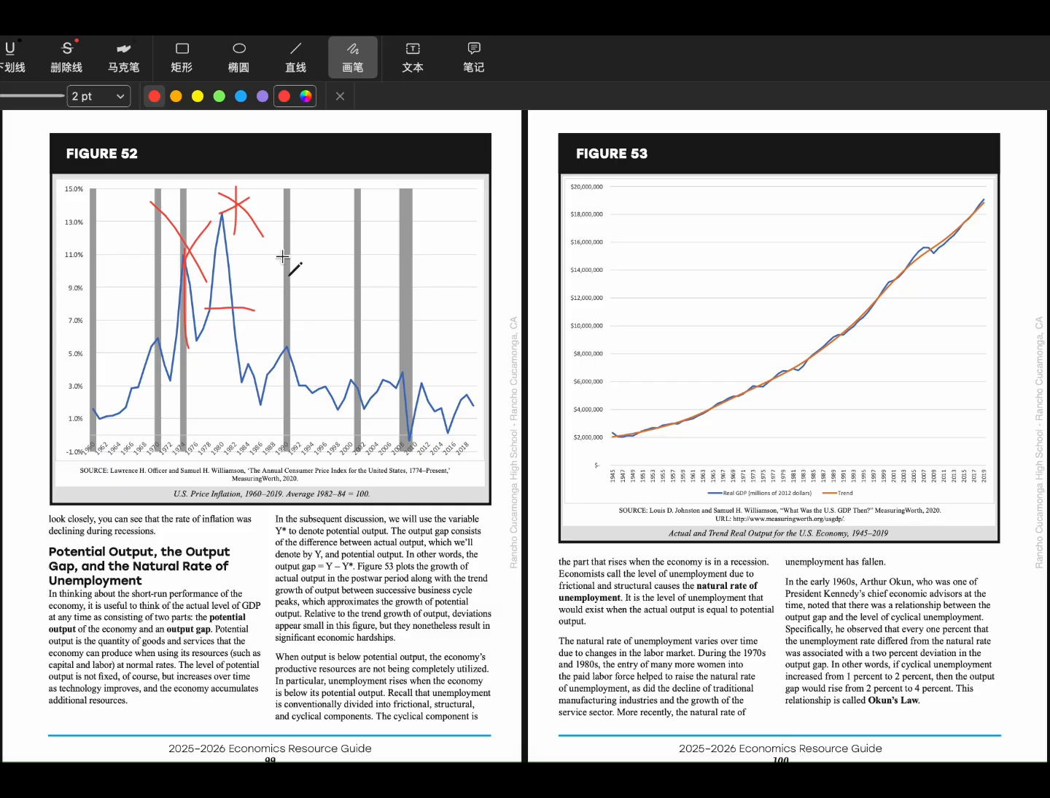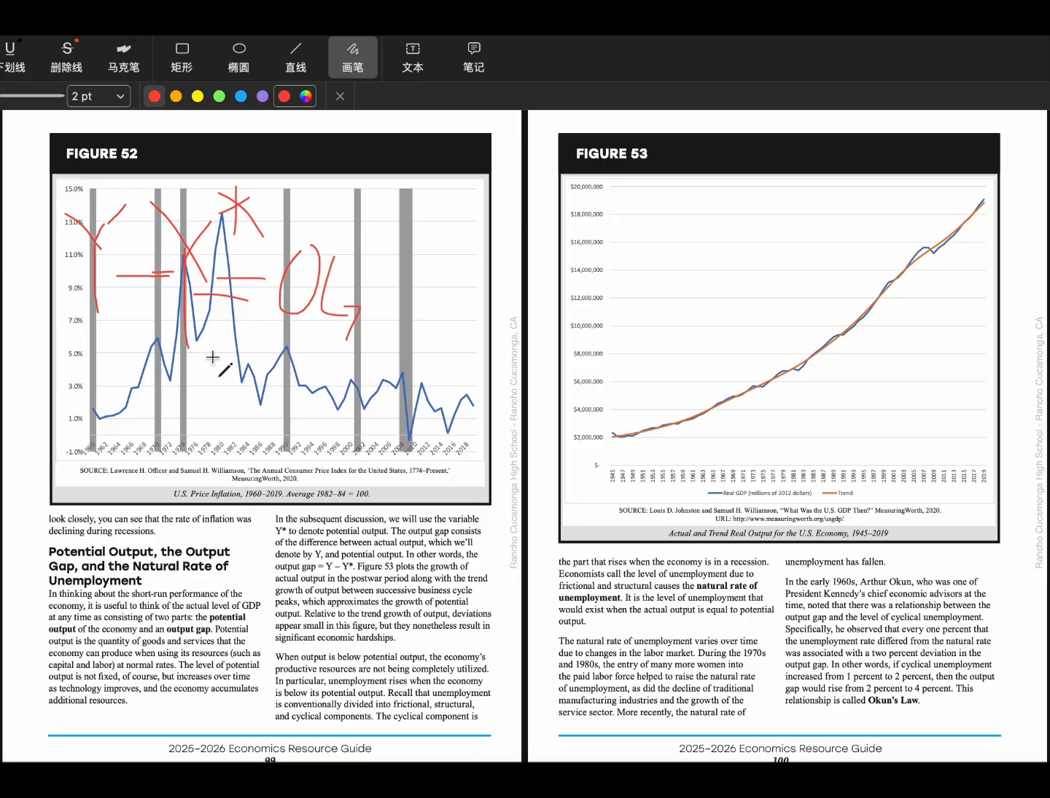And there's a thing called the output gap. What is an output gap? It's basically Y, the real output, minus the full potential output, Y star. In other words, the output gap calculates how far your economy is away from full potential, which is Y star.